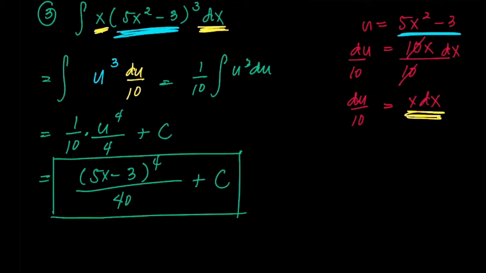So, try ulit natin ito for our next example. For our next example, anong number na tayo? Number 4. So, for our number 4 is, let's say, the integral of 7 dx all over x natural logarithm of, gawin nating 3x. So, yan.